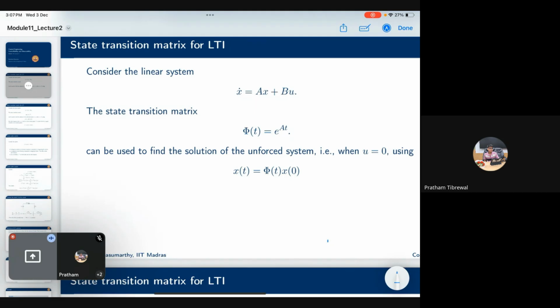The state transition matrix, you have done, in the class, or not yet? Yes, sir. Last class, I guess we have. Last class we have done.